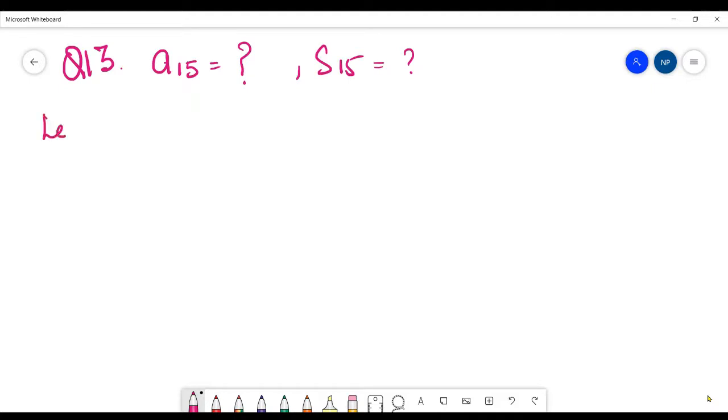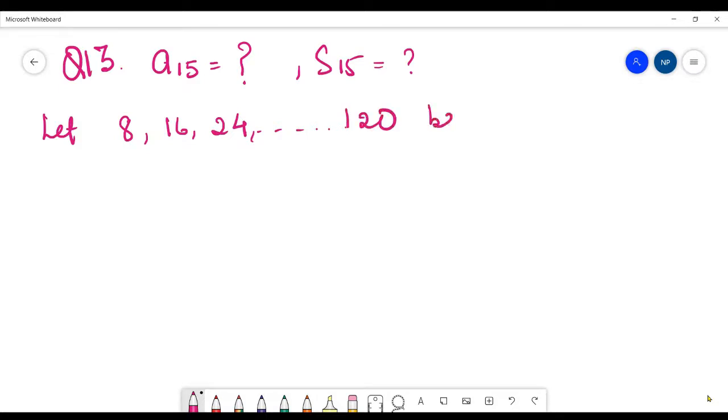So we are going to assume the AP as multiples of 8. 8 ones are 8, 8 twos are 16, 8 threes are 24, up till a15. Now if I have to multiply 8 by 15, how much shall I get? 8 multiplied by 15 should give me 120. Okay, so let this be the AP.